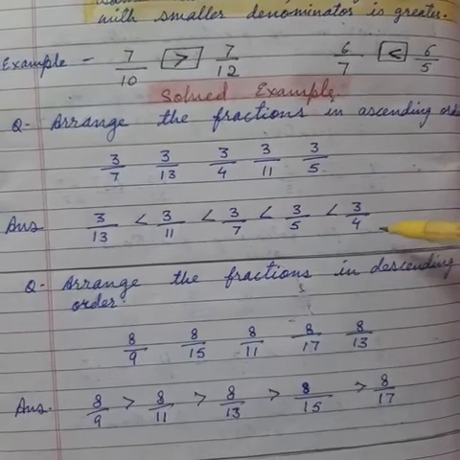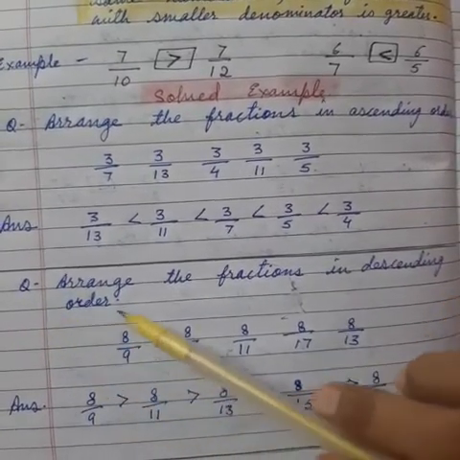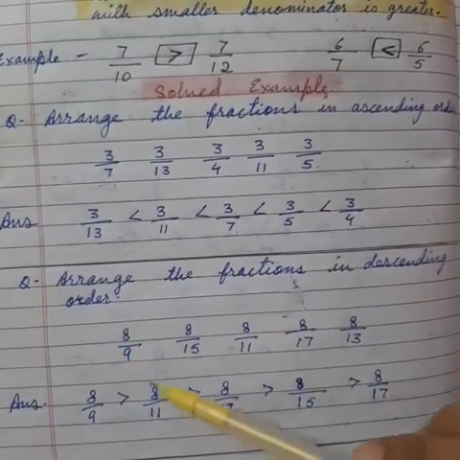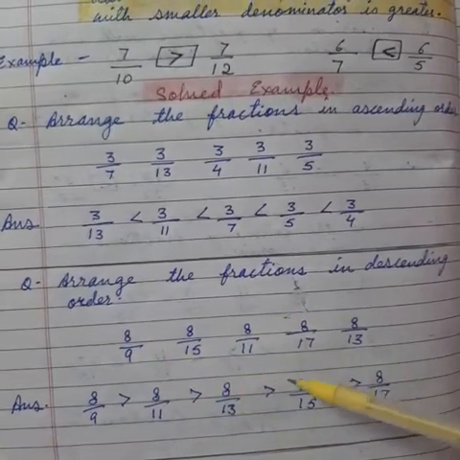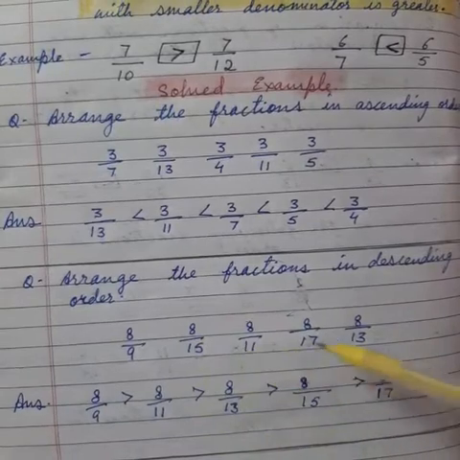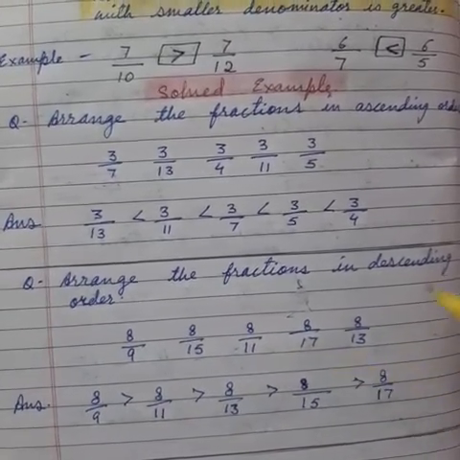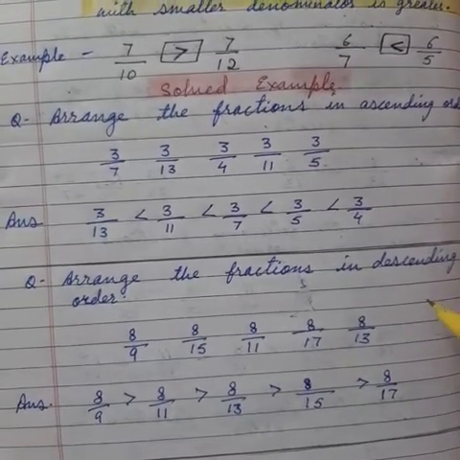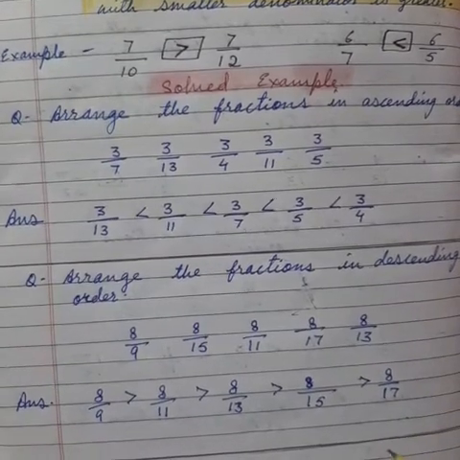largest of the list. Question number 2. Arrange the fractions in descending order. Now we have fractions 8 upon 9, 8 upon 15, 8 upon 11, 8 upon 17, 8 upon 13. All the numerators are same again, and we have to arrange in the descending order. Descending order means we will write the largest fraction first and then the smallest in the end.